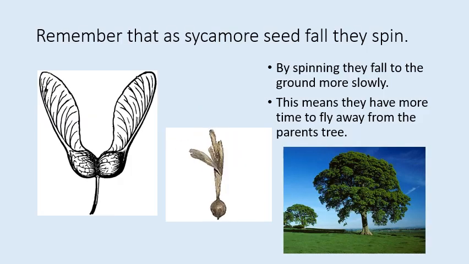So if you remember when we were looking at seed dispersal, an example was that sycamore seed, there's a picture of one here, spins as they fall, okay? And by spinning, it means that they fall very slowly to the ground, and it also means that they've got more time to fly away from the parent's tree. In other words, they might be caught up in a gust of wind and they're likely to be taken further away.